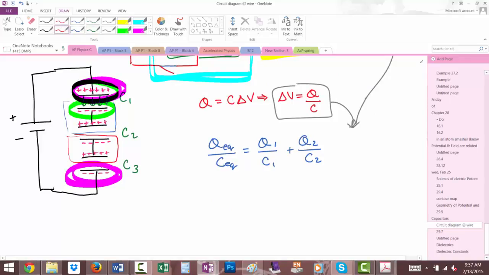Well, you have to be really careful though. I'll write it in blue so that we're staying consistent here. Half the harmonic mean of the two. Yes. 1 over C equivalent is equal to 1 over C1 plus 1 over C2.